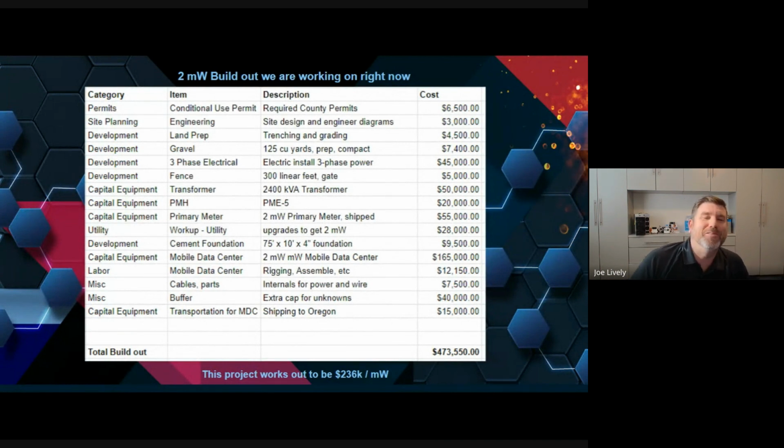Fence. I didn't even think fence was nearly this expensive. But yeah, 5 grand just to go around the container itself. It was 30 grand to go around the whole property. So I kind of cheaped out for this first phase, and I'm just doing it around the container.